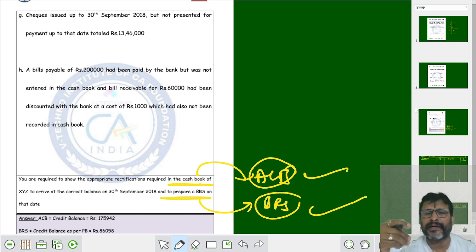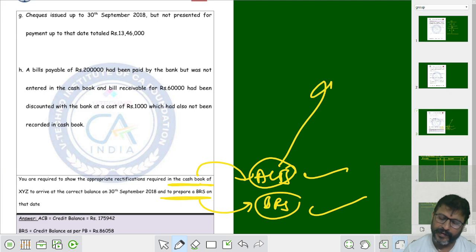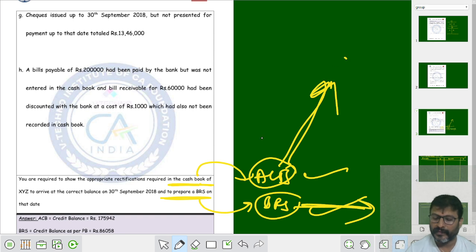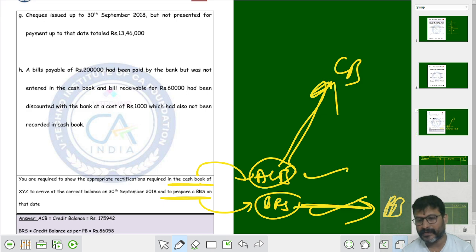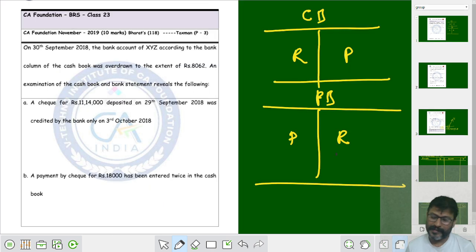Let us have a small recall. What and all the entries are to be recorded in the cash book, the adjusted cash book? Any entries which are not recorded in the cash book, any mistakes which are committed in the cash book, come in ACB. Any entries which are not recorded in the passbook, mistakes which are committed in the passbook, come in BRS. Fine. Let us move on to the solution for this particular problem, my dear kids.